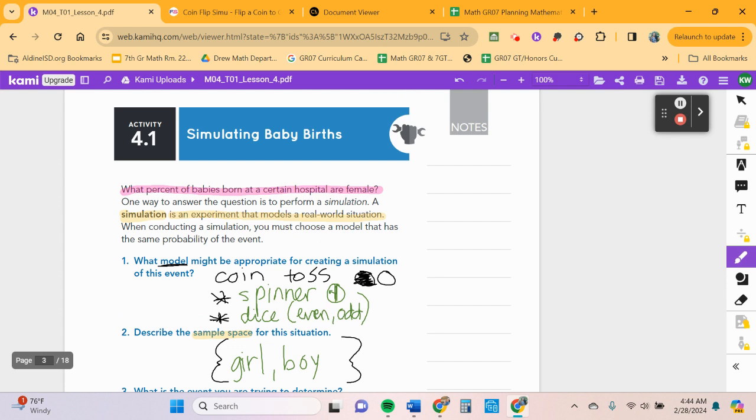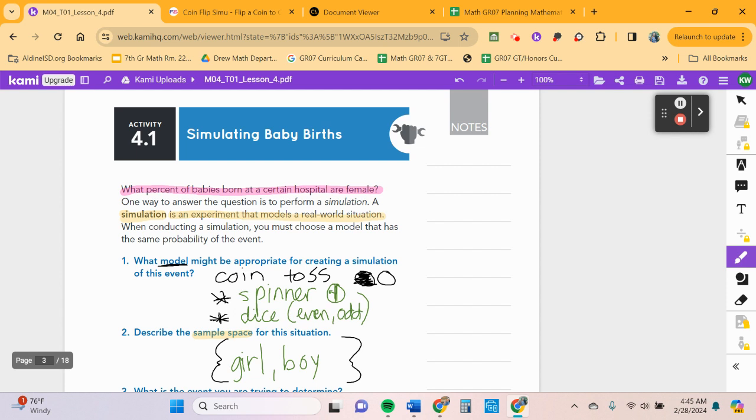Alrighty, now that you've had time to work, let's compare answers. So for number 1, it says what model might be appropriate for creating the simulation. So we talked about a coin toss or a 2-color counter because there are 2 possible outcomes. You could have also said a spinner. And if you're going to use a spinner, think about how many sections that spinner would need to be split into. 2, of course, because for this simulation, there needs to be 2 possible outcomes. I even put a die might be a good simulation, where one outcome would be even numbers and the other outcome would be odd numbers. So that also could be used as a simulation.